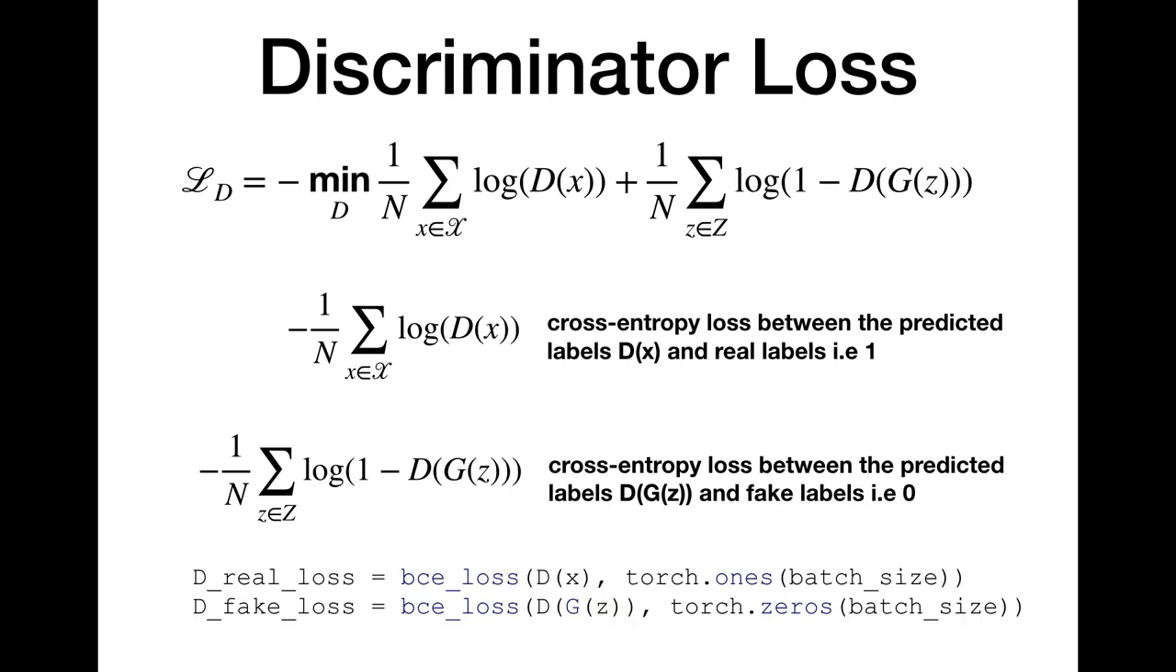When we write this out in terms of code, we have two parts of this loss. The loss over the real images is simply a binary cross entropy loss over the predictions for the real images and their corresponding labels, which are 1s. And the loss for the fake images, which is simply the binary cross entropy loss for the fake images and their corresponding labels, which are 0s.